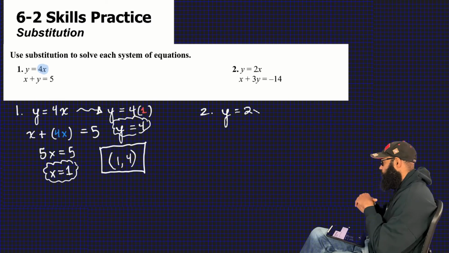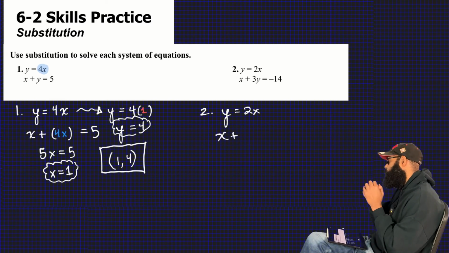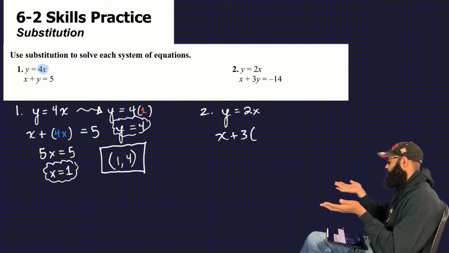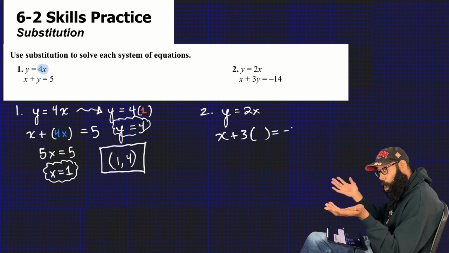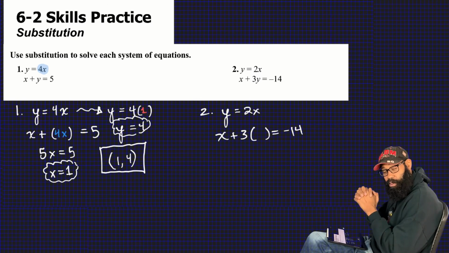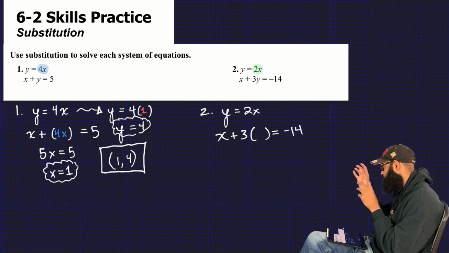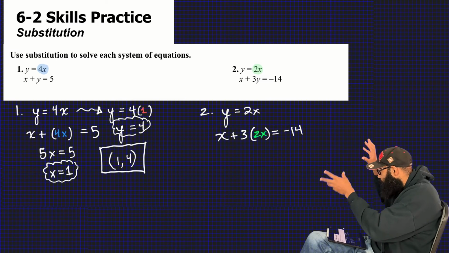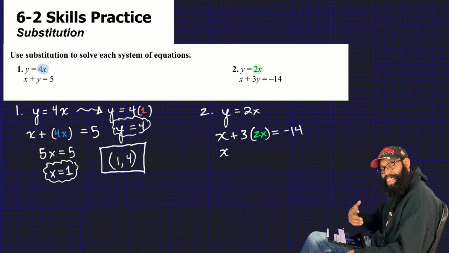Number 2. Y is equal to 2x. Again, it says y equals. I love it. If I know what y is equal to, I ain't really got to think too much. In this situation, x plus 3y. So again, where I see y, I'm going to put a set of parentheses because I'm going to plug in. In this case, y equals 2x. You see that little green circle right there around the 2x? And I wrote it in green.